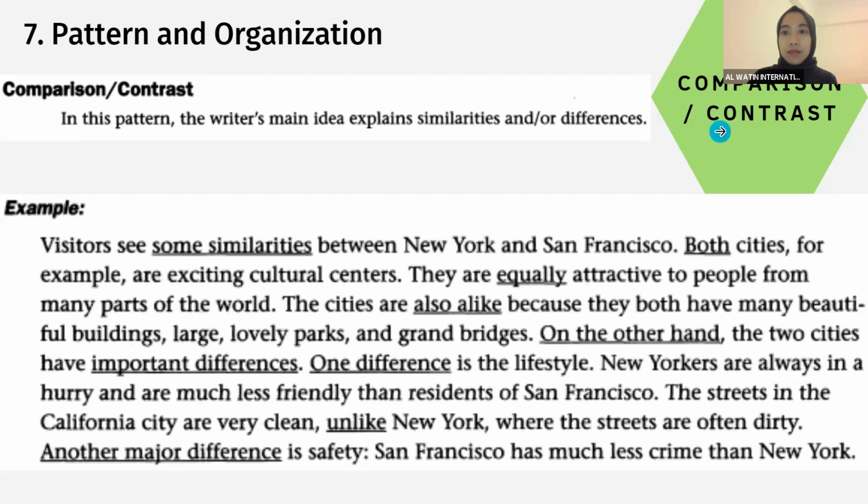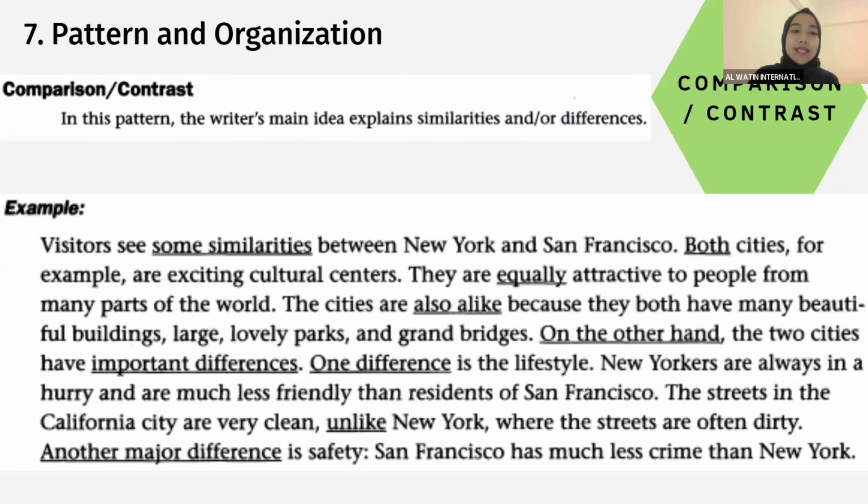What is this paragraph about, Sadil? Sorry, I didn't understand. What is this paragraph about? The difference and similarity between San Francisco and New York. Okay, yes, a comparison between San Francisco and New York.